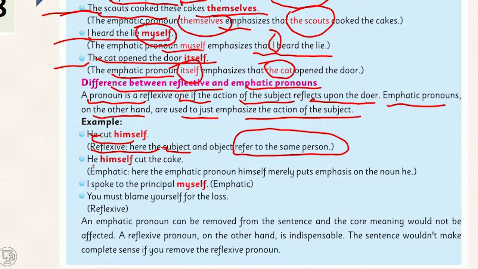And: He himself cut the cake. Emphatic. Here the emphatic pronoun himself merely puts emphasis on the noun he.